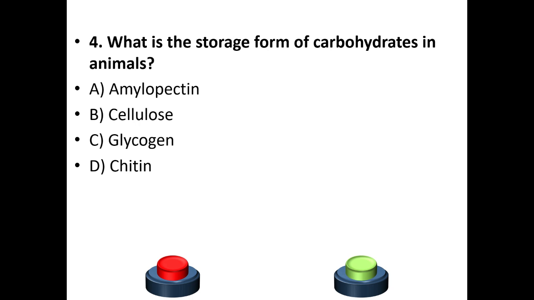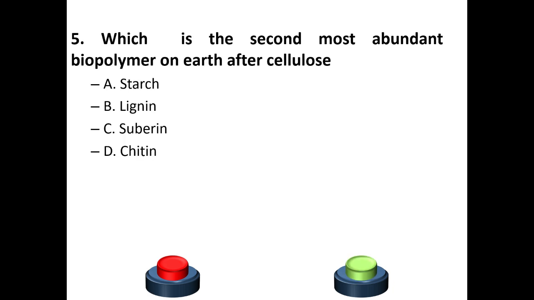Fourth question. What is the storage form of carbohydrates in animals? Amylopectin, cellulose, glycogen, chitin. Which is the answer? Here glycogen. Fifth question. Which is the second most abundant biopolymer on earth after cellulose? Starch, lignin, suberin, chitin. Which is the answer? Here answer is chitin. Chitin is found in insects' body.